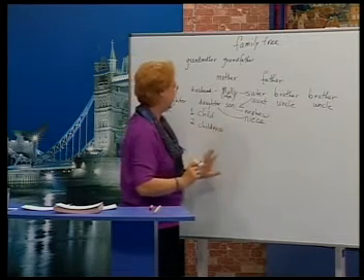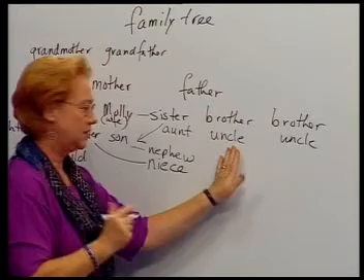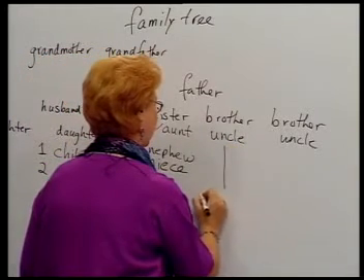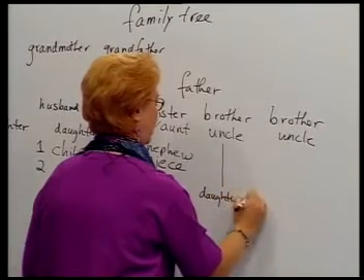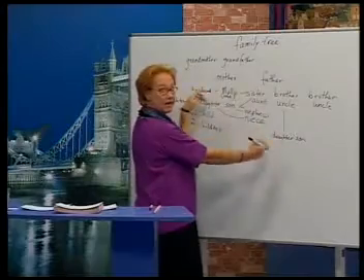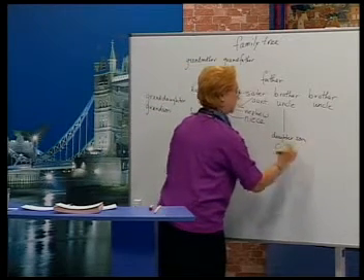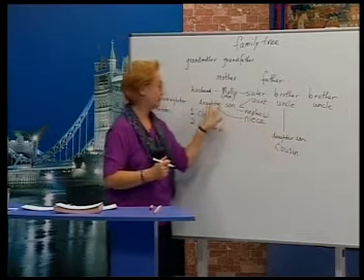Okay. Now, my brother has two children. So my brother has a daughter and a son. My daughter, my sons are cousin. Okay? So cousin, cousin.